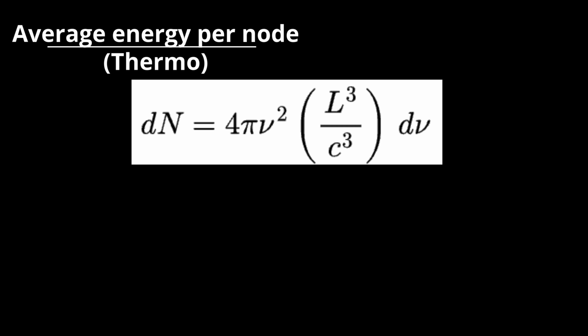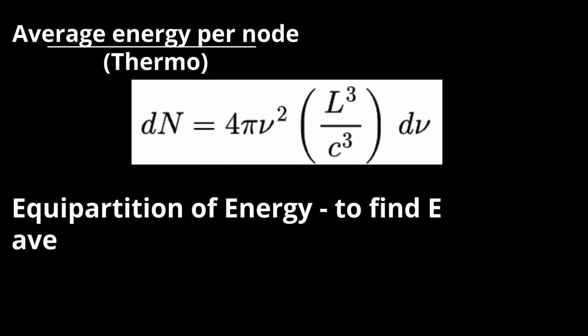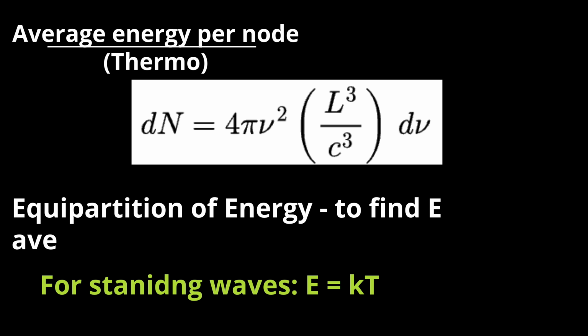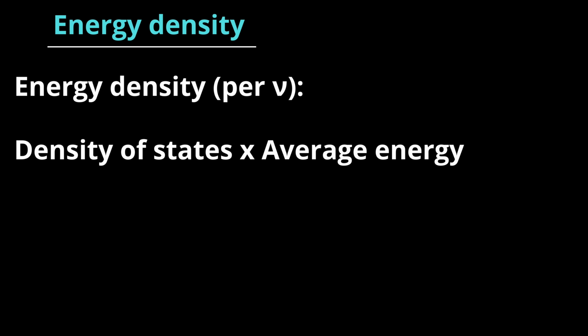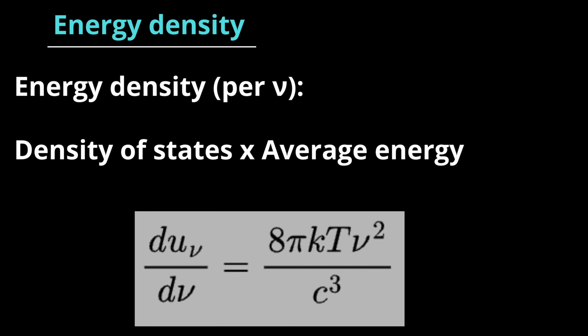Now that we have found the density of states, we need to find the average energy of these waves, the second part of the problem, which we can use Boltzmann's work on the equipartition of energy to find. I will not go deep into why it is like this, but per the equipartition theorem, the energy of each wave in this scenario is equal to Boltzmann's constant times the temperature.